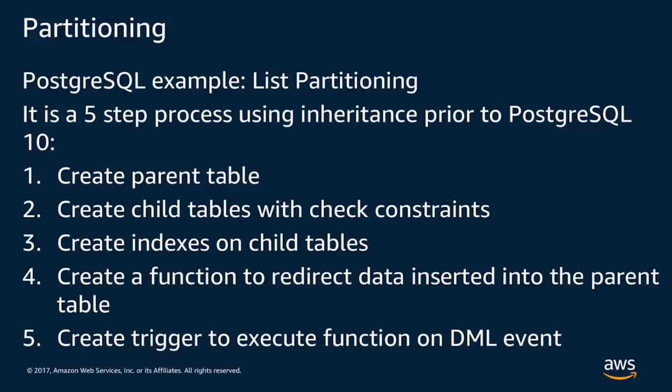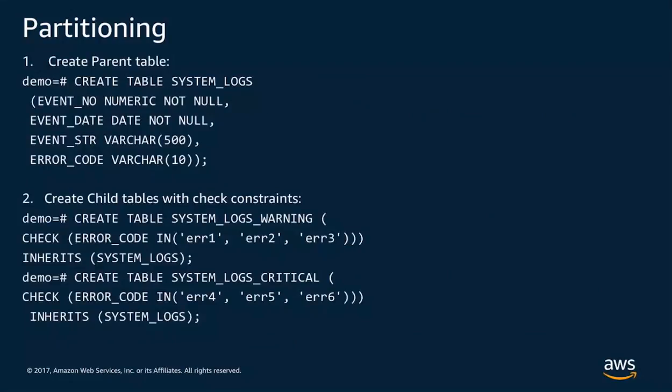So let's see these steps in action. Let's take the same system logs example that we were talking about initially for the Oracle use case. I'm just going to create a base table, a parent table called system logs, with the required columns in there. And then when I create the child tables, I'm going to make sure my check constraints match the partition information that I gave in the Oracle table initially. Like we talked about, we had errors 1, 2, and 3 in one partition, while errors 4, 5, and 6 were in a different partition.